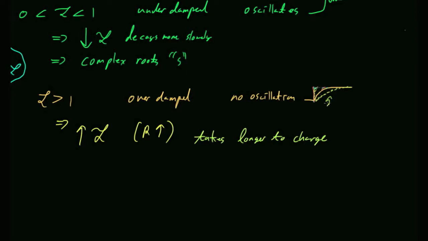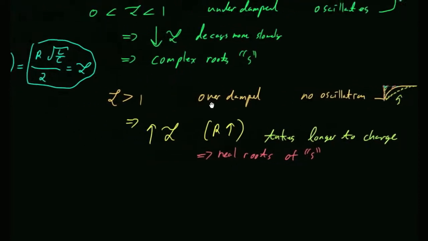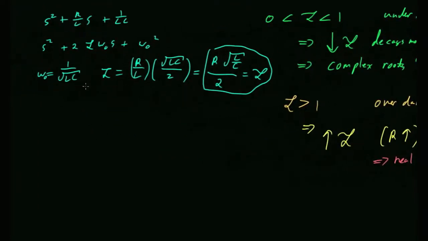Okay, this will always happen with real roots of your characteristic equation S. Yes, sir. What about increasing capacitance? Okay, that's a good question. If I increase my capacitance, according to this, what happens to zeta? This is zeta equals this nonsense. So if capacitance gets bigger, zeta gets smaller. That means the time constant, it charges faster.